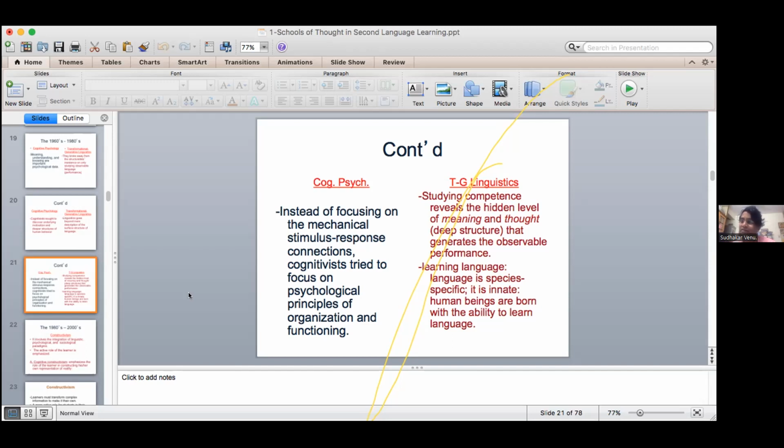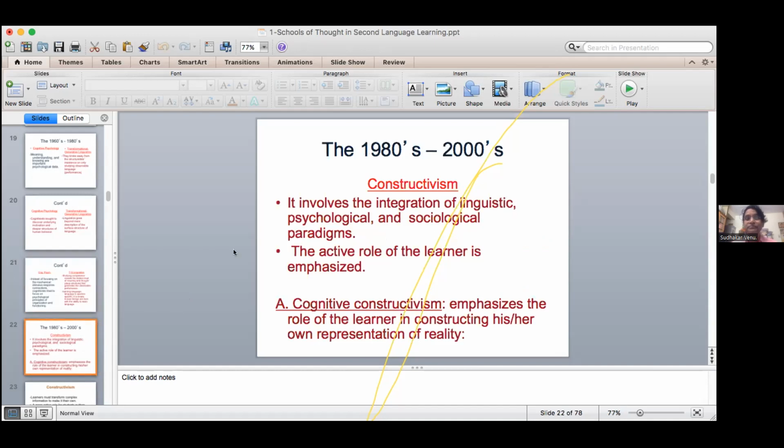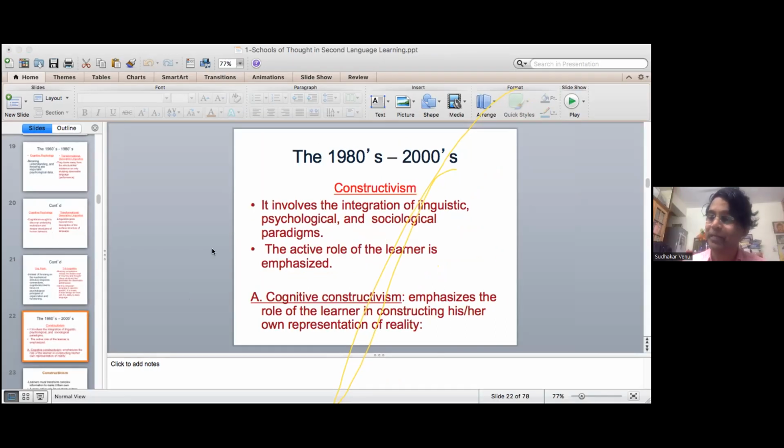So language basically is species specific, and most of the generative linguists like Chomsky believed that language is innate and human beings are born to learn language. You see, there are a couple of things which are very fascinating here, which we will discuss during my Chomskyan presentation. Friends, then, when cognitive psychology was addressing all these things, it became much more mature in its approach to understanding language learning.